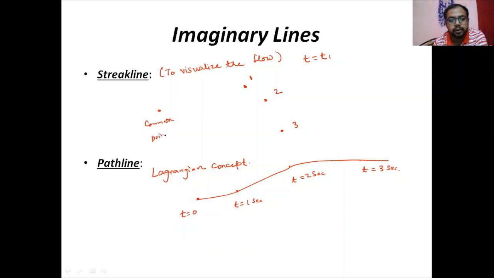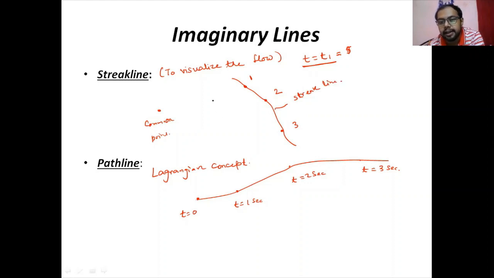That common point. All particles is a locus of the particles at any instant of time. The imaginary line is a locus of the number of particles which had passed through a common point at any prior instant of time. So maybe any prior time, some time, we are taking the snapshot at some second. And if you join these 3 lines, this imaginary line is known as the streak line.